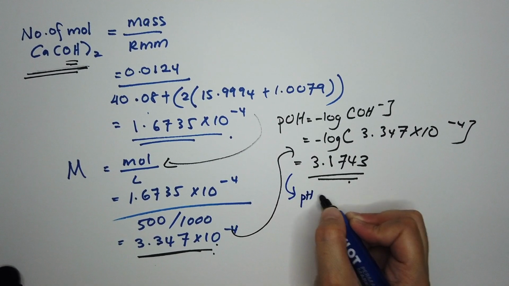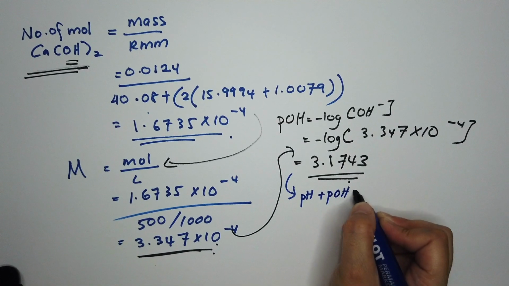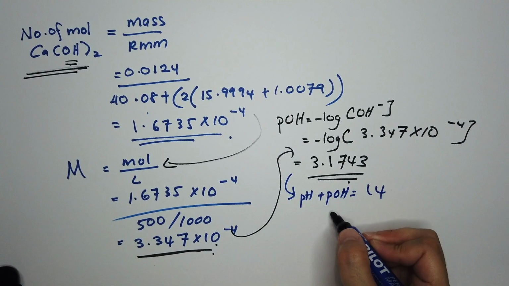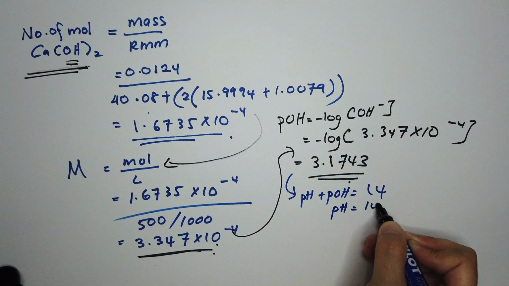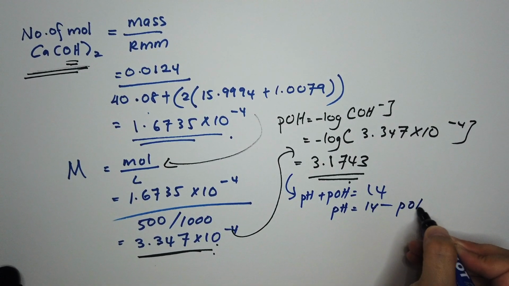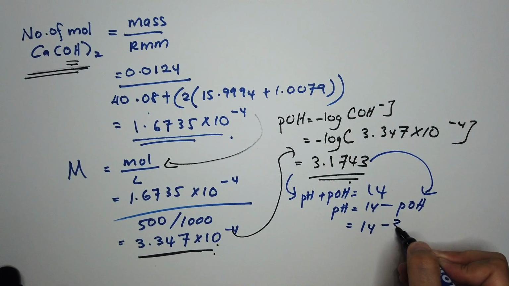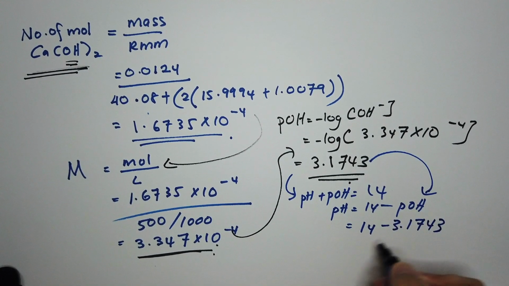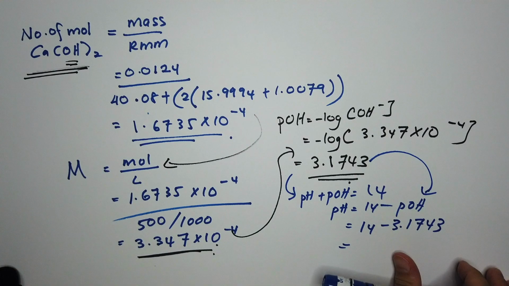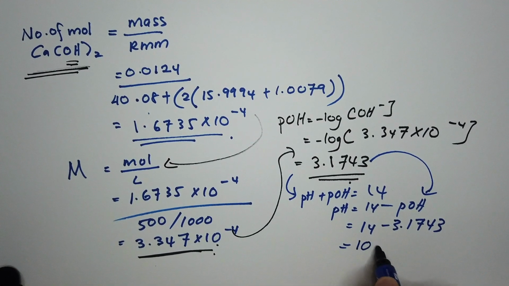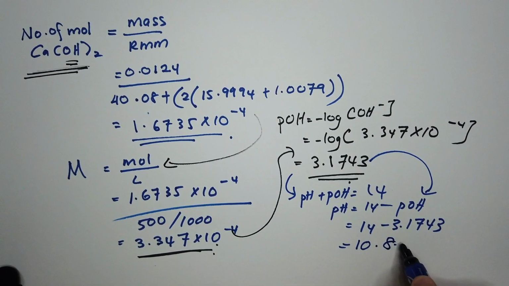So pH plus pOH equivalent to 14, and then pH equivalent to 14 minus pOH, where this is your pOH. So 14 minus 3.1743, you should get your final answer: 10.8257.